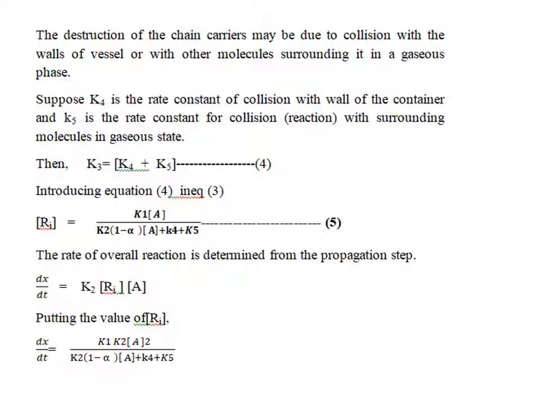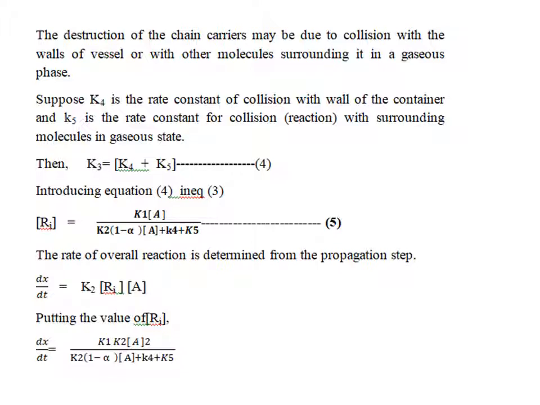Introducing equation number 4 into equation number 3, we put the value of Ri, and then we will get Ri concentration equal to K1 into concentration of A over K2 into 1 minus alpha into concentration of A plus K4 plus K5. This is equation number 5.